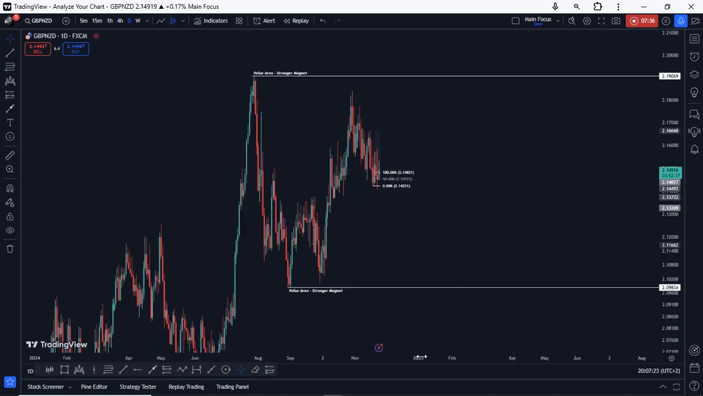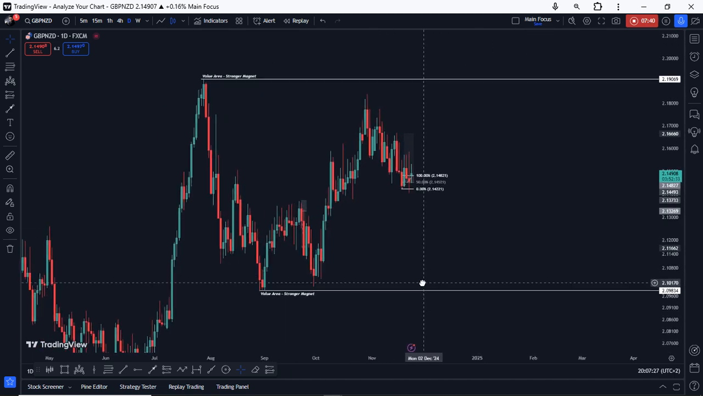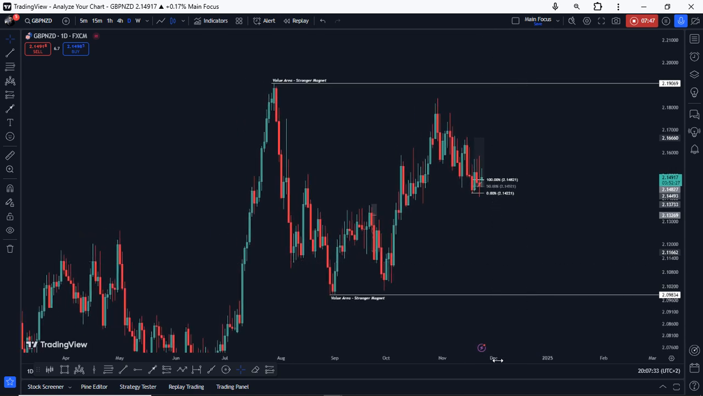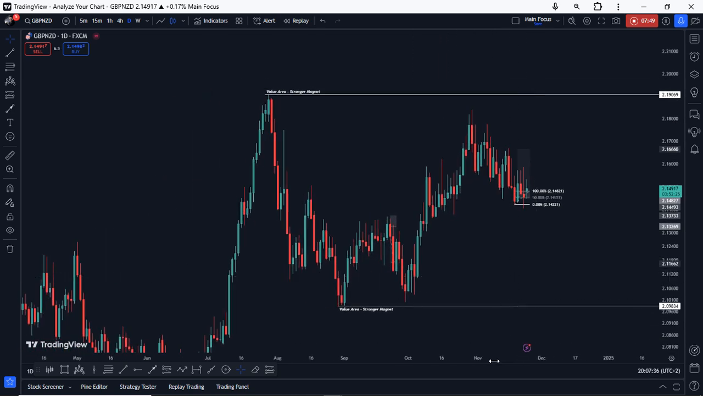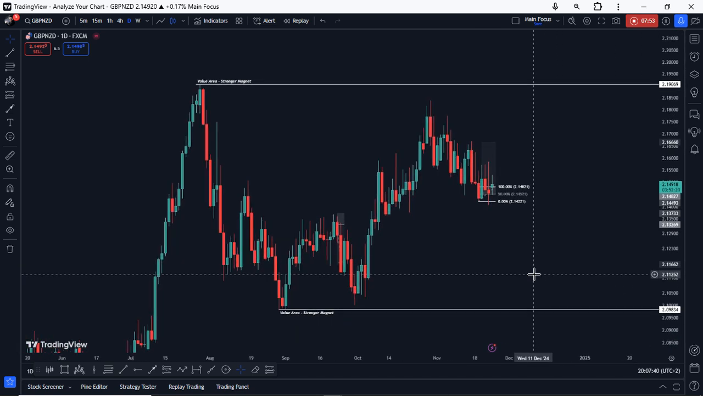Okay, with GBPNZD, pound NZD, I would say this trade was more of a trade that I don't see myself taking again. The reason why is it's not part of my plan. I added a lot of things which I found myself not understanding at the end. But however, let me break it down for you. Low value area, high value area.